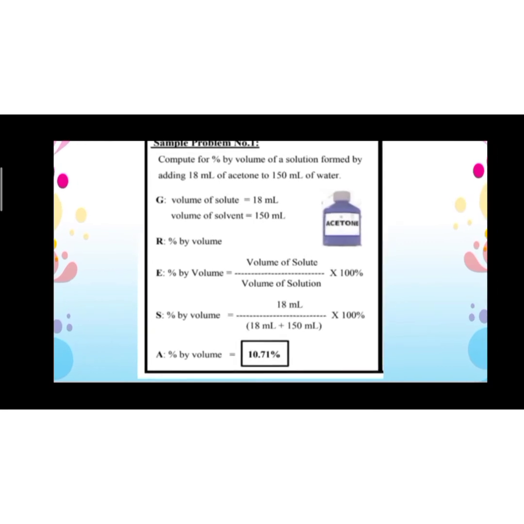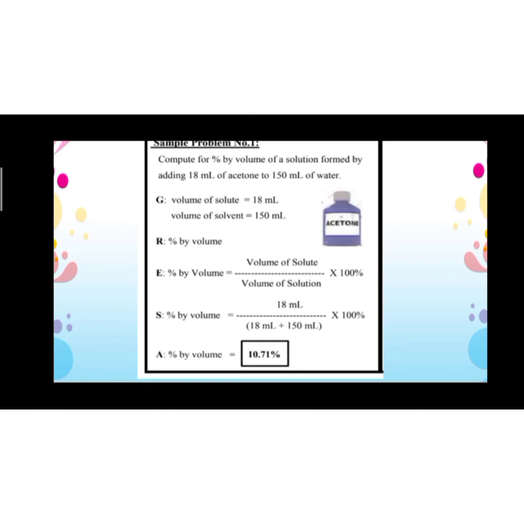Okay, sample problem number 1. Compute the percent by volume of a solution formed by adding 18 ml of acetone to 150 ml of water. Our G is the volume of solute, 18 ml. Volume of solvent is equal to 150 ml. Percent by volume is the required, or yung hinahanap natin. So, the formula is percent by volume is equal to volume of solute divided by volume of solution times 100.